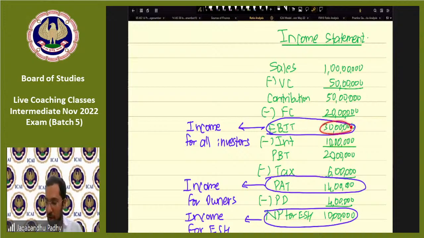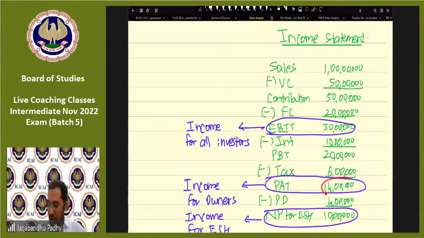So EBIT of 30 lakh is an income for all our investors. From that, I need to pay interest. Then I have PBT. From that PBT, I need to pay tax first. Before payment of taxes, I cannot pay dividend to my investors.